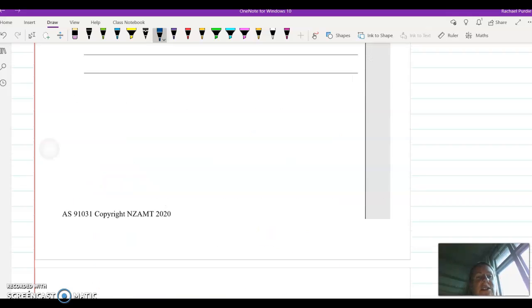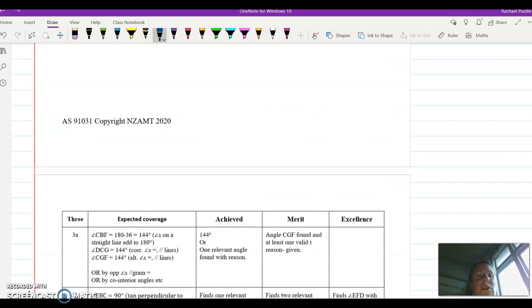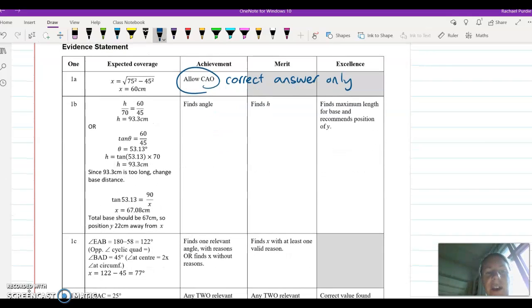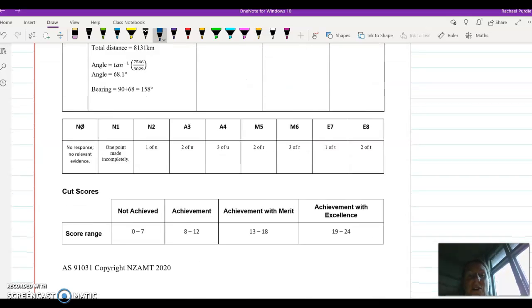If you did just that much, that was worth, let me just check, just that much, you found the angle or finding h. So there we've actually found h or y in this case. That was worth a merit mark. Just doing that. So well done, quite a lot of you got that.